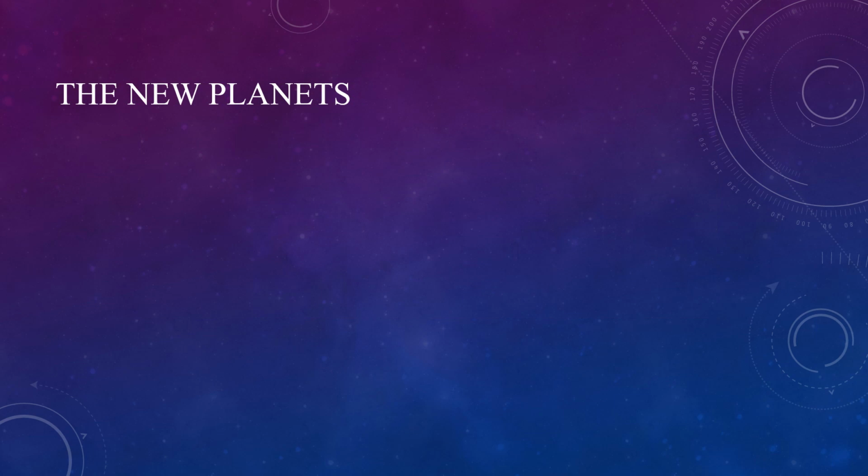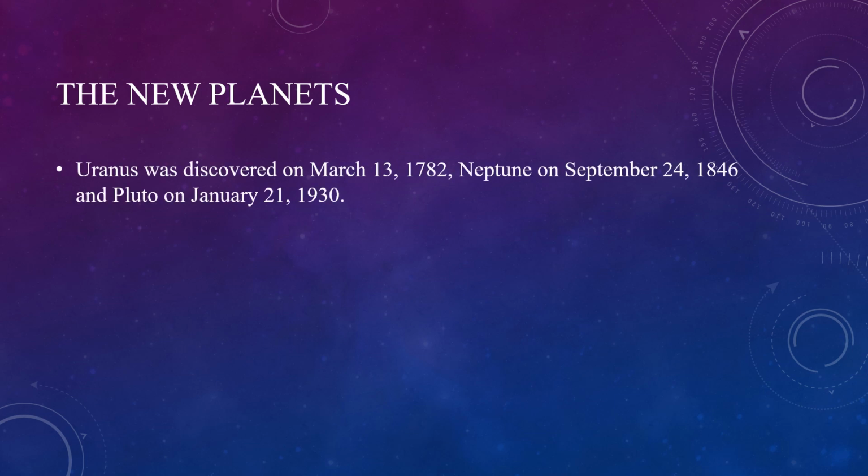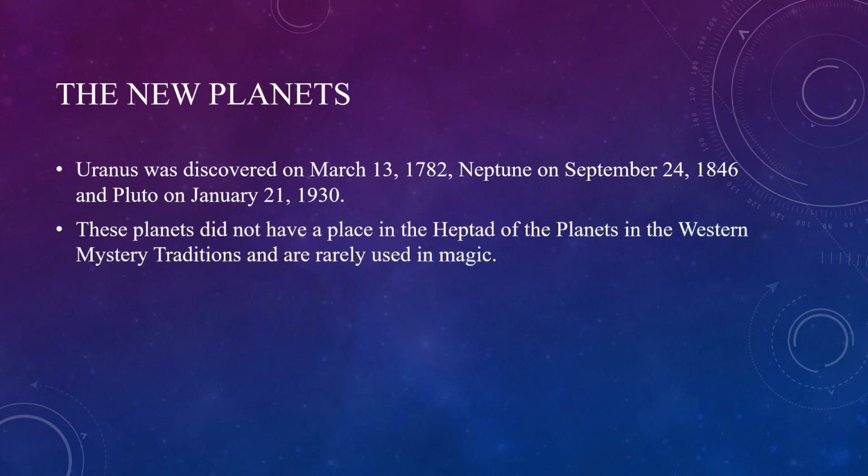Now, you may be asking, what about the other 3 planets? Because now we know that there are more planets than just the classical 7. Well, they're not used a lot in Western ceremonial magic, but we will talk about them. Uranus was first discovered on March 13th, 1782, Neptune on September 24th, 1846, and Pluto on January the 21st, 1930. And as these planets did not have a place in the original group of 7 planets, they were not included in many of the Western mystery traditions.